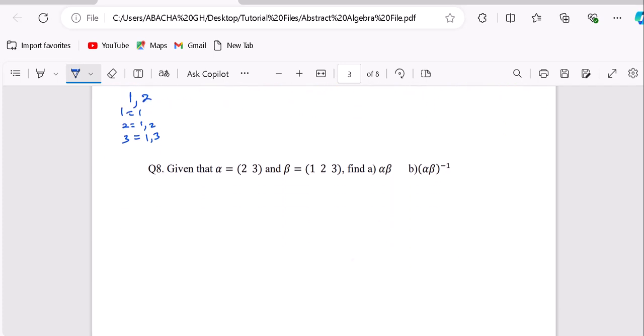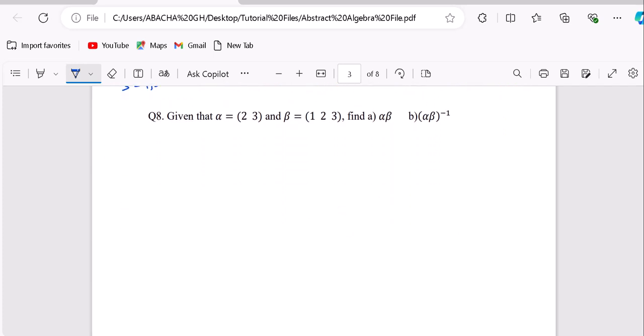Now we come to the next question, which is under permutation groups. They are saying alpha is equal to (2, 3), and beta is equal to (1, 2, 3). They are saying we should compose alpha beta.